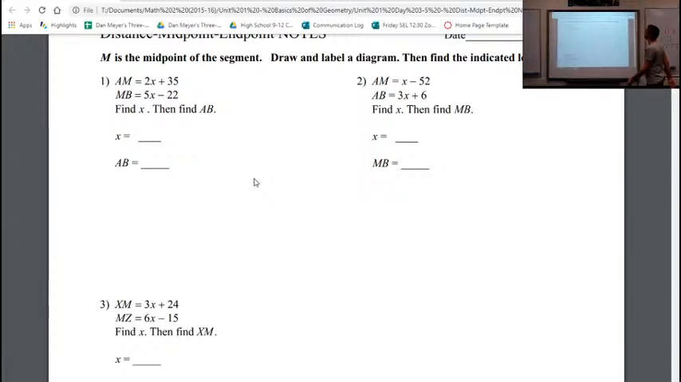M is the midpoint of the segment. Draw and label a diagram, and then find the length. So what we're going to do is draw our diagram. M is the midpoint. We have A and B on the ends. Here's A. Here's B. And we're still going to put M in between, but now we're going to put M exactly in the middle.